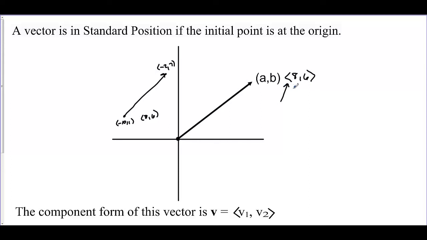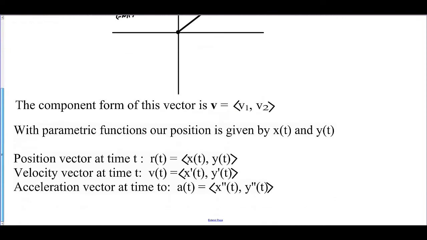Now these are not like less than or greater than signs, they're called chevrons. The component form of this vector is v1, v2 denoted with the chevrons. With parametric functions, our position is given by x of t and y of t. Position vector at time t is x of t, y of t, so this is position. The velocity vector is the derivative of the position, and the acceleration is the second derivative of the position, just like we have seen all year.